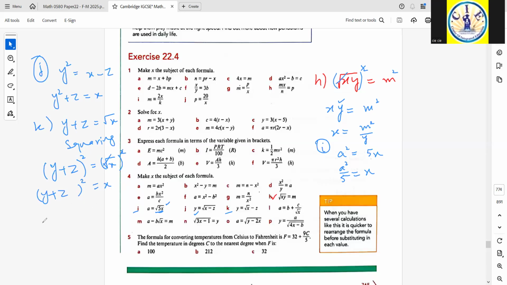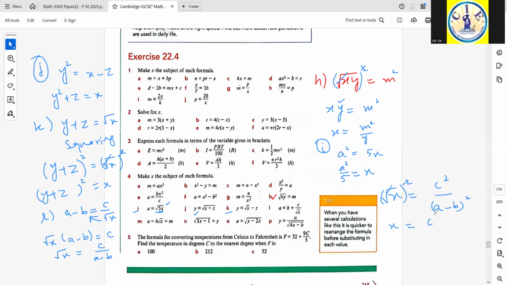Now for part L, first of all, I'm going to shift: a minus b is equal to c divided by radical x. Now I'm going to cross multiply this radical x to have a minus b times radical x is equal to c, and then radical x is equal to c divided by a minus b. And finally, the value of x is going to be c squared divided by a minus b whole squared when I take the square on both the sides. So the value of x is c squared divided by a minus b whole squared.